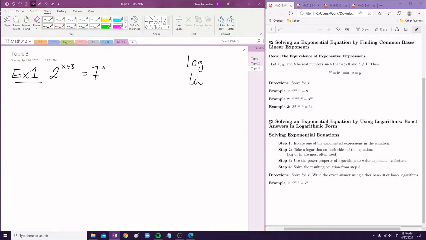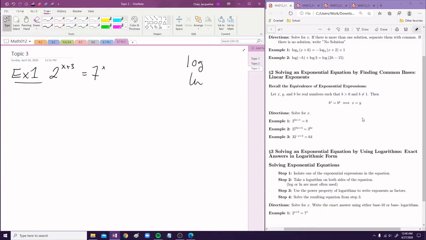So going back to example 1, I want to solve 2 to the x plus 3 is equal to 7 to the x, right? And we want to solve for x. So the first thing when you see exponential equations, you should always try what we learned in topic 2 first. You always want to see if we can have a common base, right? But over here in example 1, we can't. Why? Because 2 is a prime number, 7 is a prime number, so we can't put anything to a power to make it a common base.